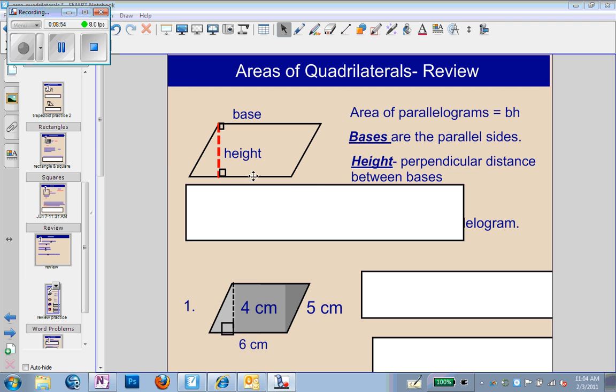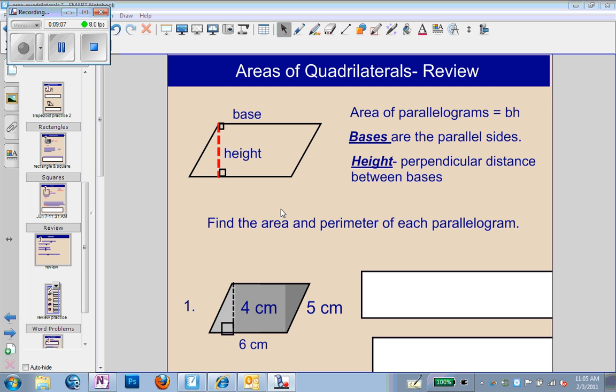So when we're working with quadrilaterals, we're going to do some examples here. We always need to keep in mind that bases are sides parallel to each other, and the height is the perpendicular distance between the two bases. We're going to find the area and perimeter of each parallelogram.